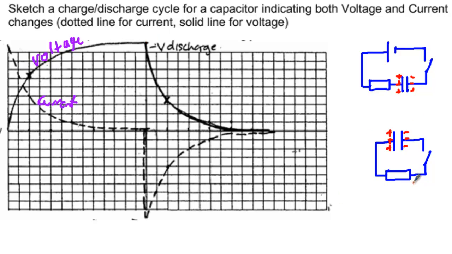For the discharging circuit, you notice that there's no power supply. Okay, the charged capacitor essentially acts as the power supply. So when the switch is closed, conventional current will go from positive to negative through the resistor.